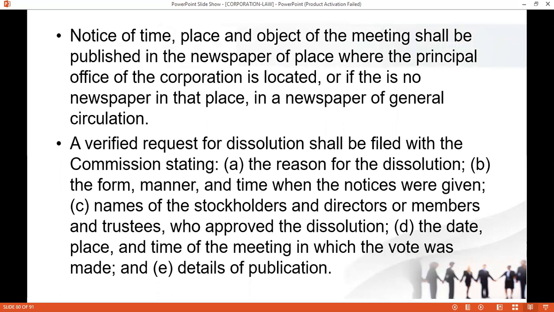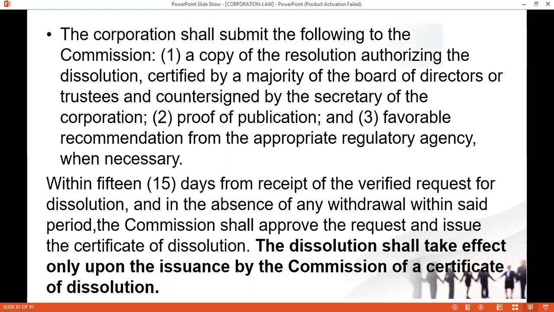Notice of time, place, and object of the meeting shall be published in the newspaper of place where the principal office of the corporation is located, or if there is no newspaper, in the newspaper of general circulation. A verified request for dissolution shall be filed with the commission, stating the reason for the dissolution, the form, manner, and time when the notices were given, the names of the stockholders and directors and members and trustees who approved the dissolution, the date, place, and time of the meeting in which the vote was made, and details of publication. So, etong nakalagay dito are formal requirements, no, para paano ba mag-apply ng dissolution, ng voluntary dissolution.